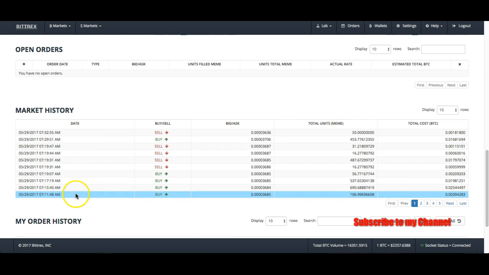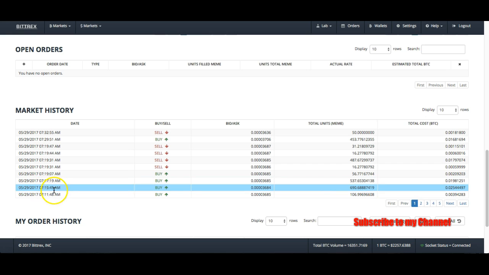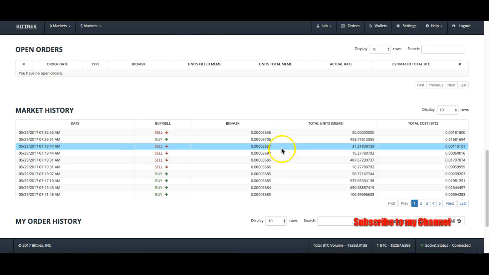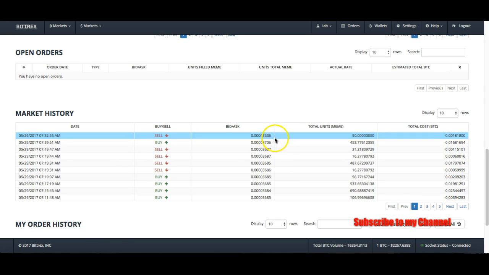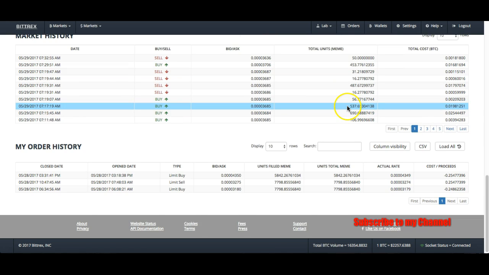So if your order did go through, for example, you purchased here, your order went through at 7:15, and you're saying to yourself, "Oh man, I'm purchased. My order went through, but people are selling. Now I'm stuck. Now I lost a few cents." Now, depending on how much money you put in, you can lose.